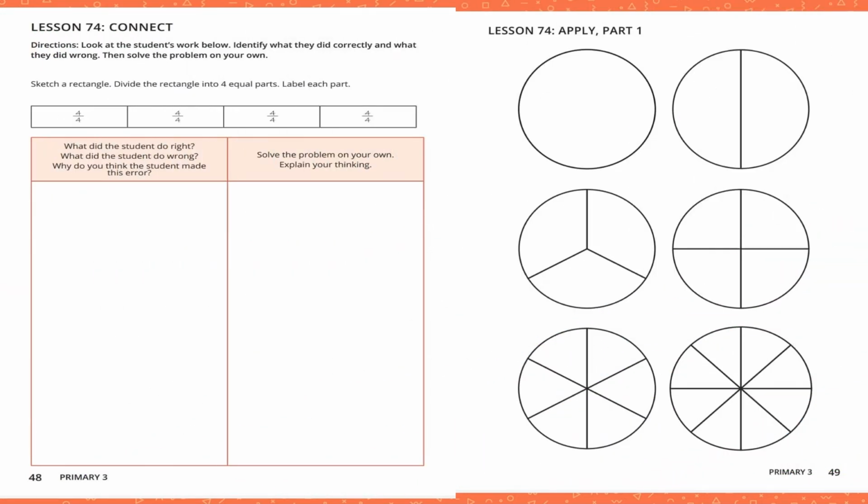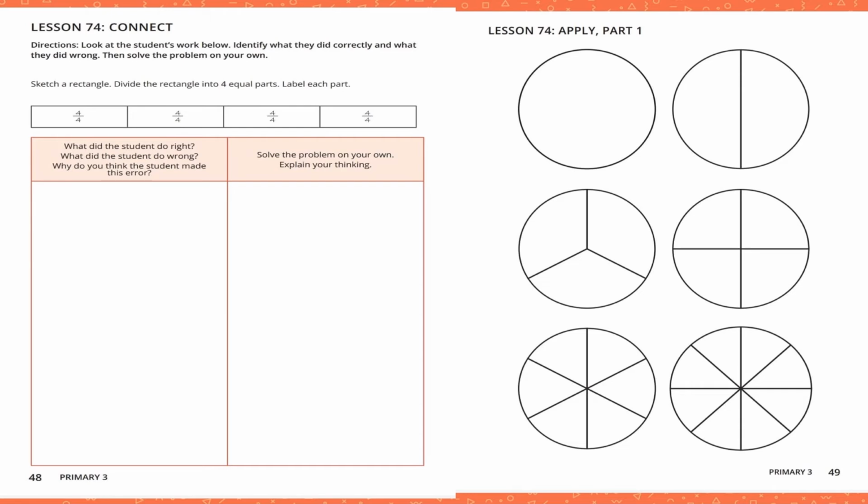Now let's start with lesson 74, the connect part. Here we have an error in solving this problem. The problem was: sketch a rectangle, divide the rectangle into 4 equal parts, and label each part. He wants me to divide this rectangle into 4 equal parts. And it's right. The student did it correctly.